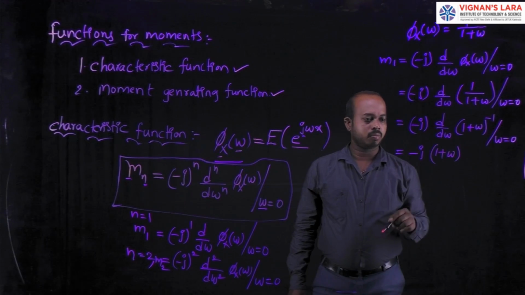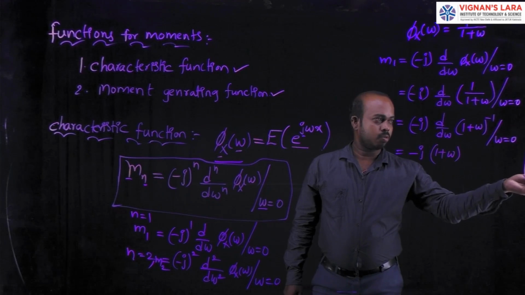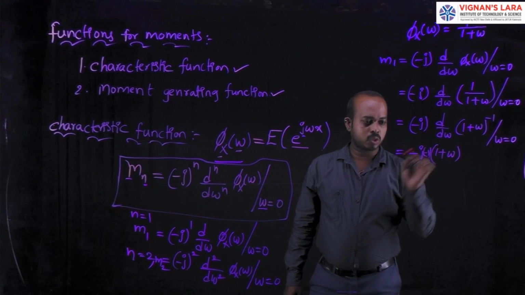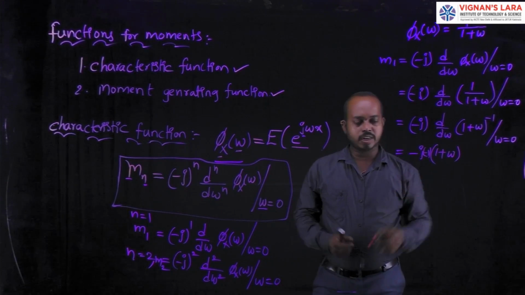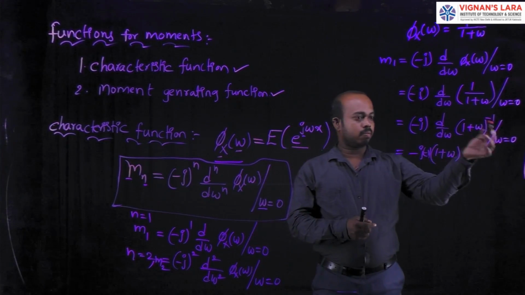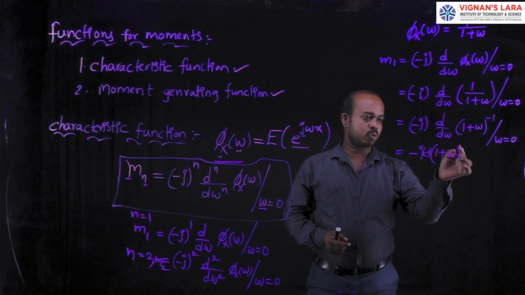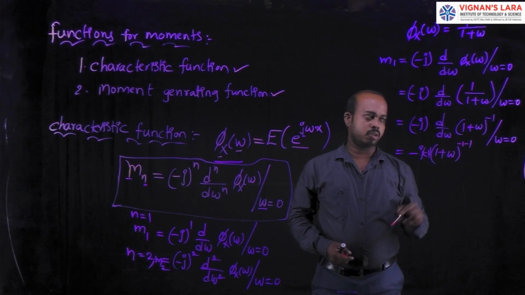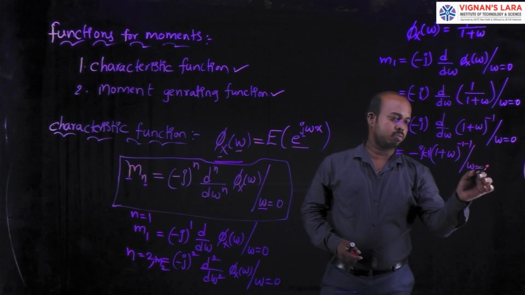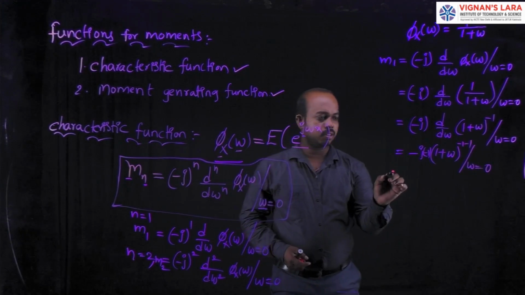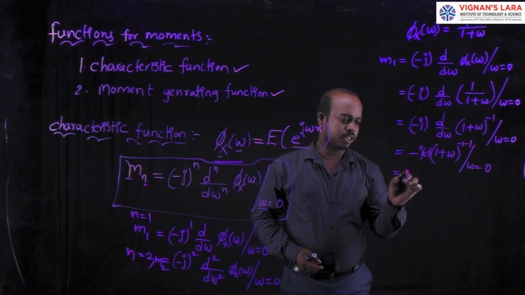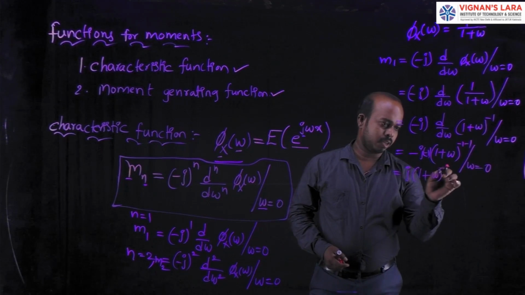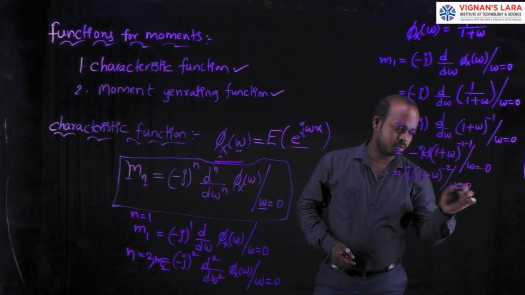Then I can write 1 plus omega whole power, and here the power is minus 1, that's why you write minus 1. Here minus j is multiplied with minus 1 into 1 plus omega whole power minus 1 minus 1, at omega equal to 0. Now minus into minus is plus j, and the quantity is 1 plus omega whole power minus 2 at omega equal to 0.